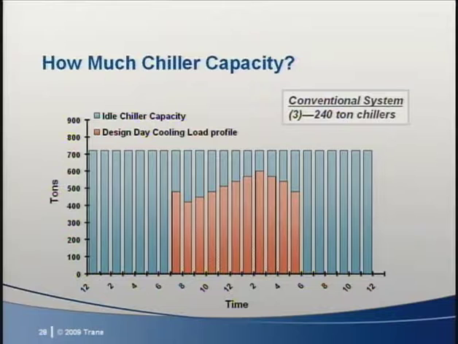The blue columns show each hour's available capacity, and there's certainly a lot of excess. The chillers are off more than they're on, even on the hottest day of the year. So you can imagine a milder day. And all of those chillers must be maintained so they can operate at a moment's notice.